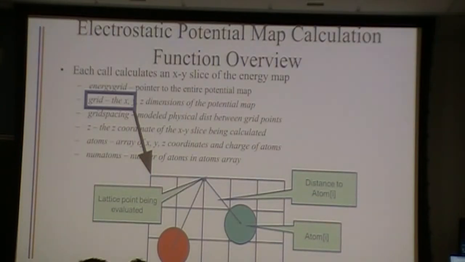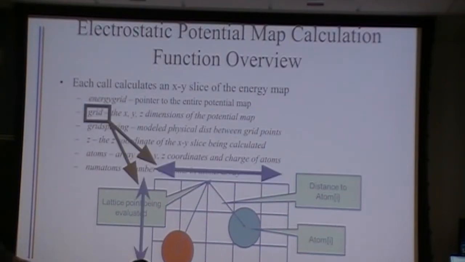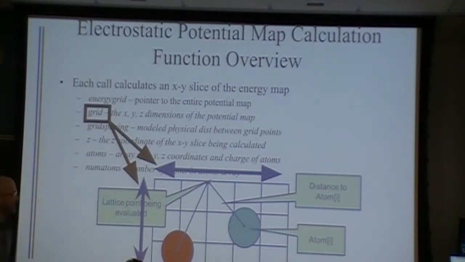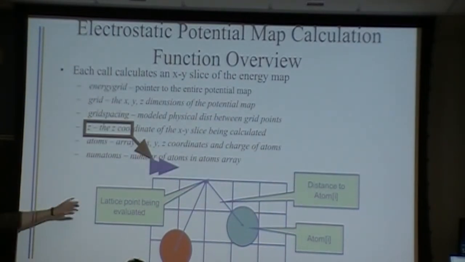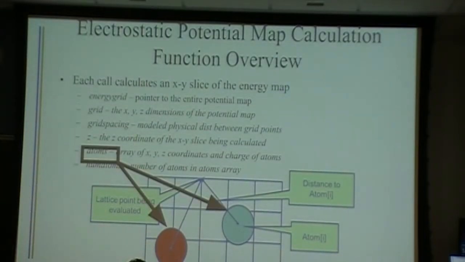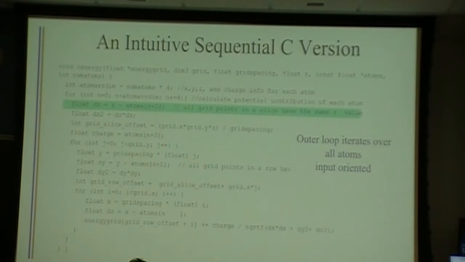Just to make this a little more clear, there's a little picture here. The grid is in blue, then we have the dimensions, or the extent, of the grid, the spacing of the grid, so the size of one of these cells, and then the atoms, their position and charge, and the number of them.